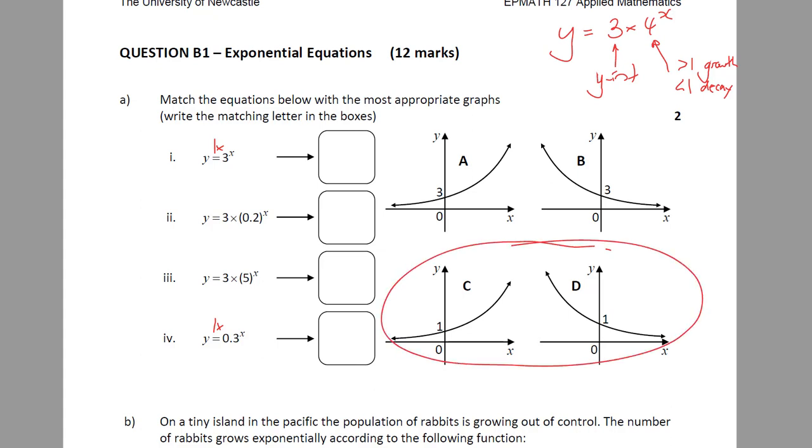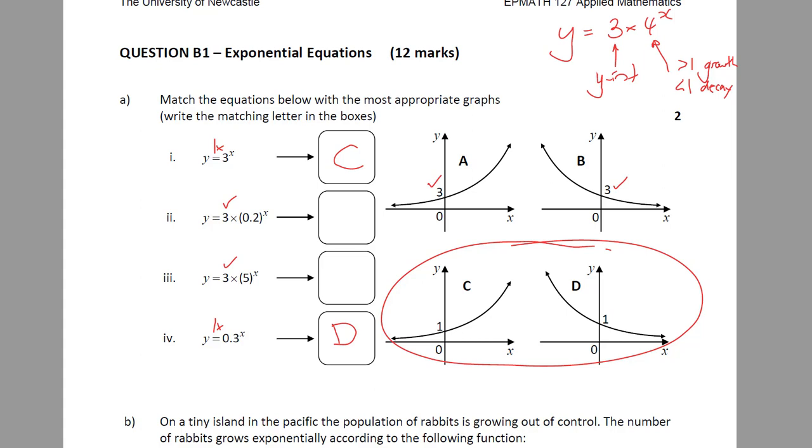So it's a race between C and D. Part I has a 3 to the x. Obviously that's growth, it's getting timesed by 3. Y-intercept of 1 with growth, that's C. The other one is 0.3. Yeah, 0.3 is less than 1. It's got a y-intercept of 1, but it's decay. That's D. The other two, y-intercept of 3, y-intercept of 3. We're on board. It's good.